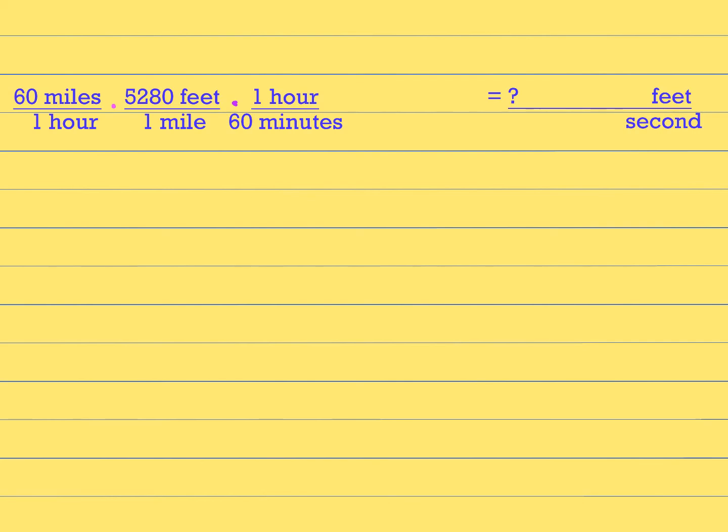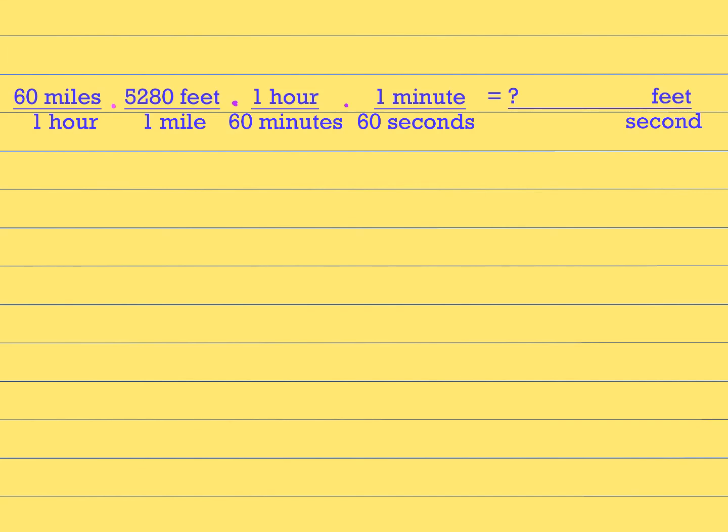Great. We see that we can cancel hours with hours when we finally do our canceling. But what about the next bit? We now have minutes on the bottom, but we want to end up with seconds on the bottom. So we're going to do the conversion between minutes and seconds. 1 minute is 60 seconds, and minutes will need to go on top to cancel. Let's do that.